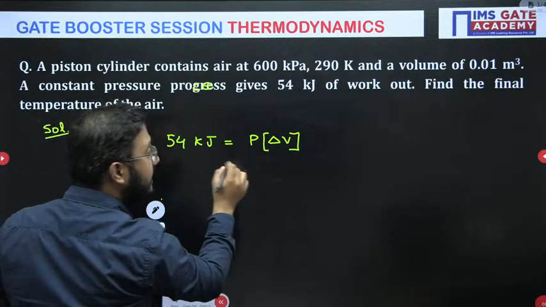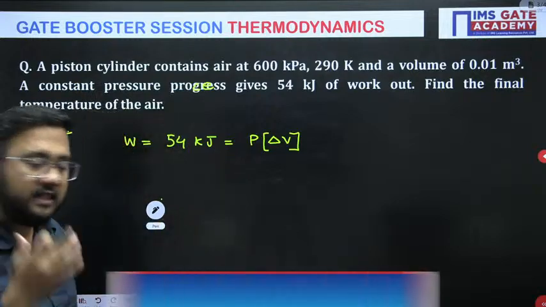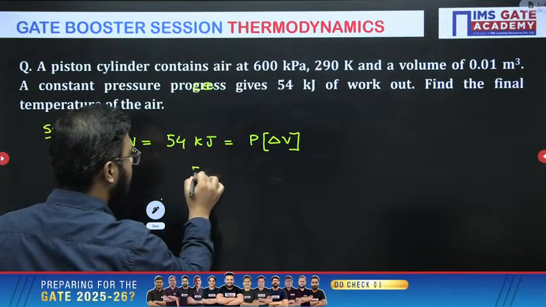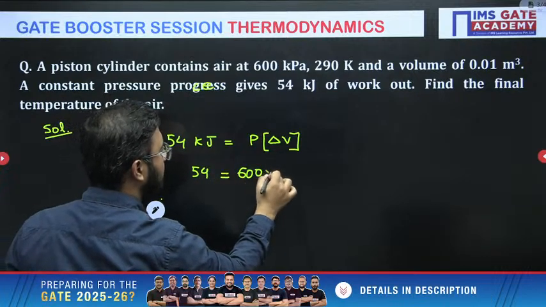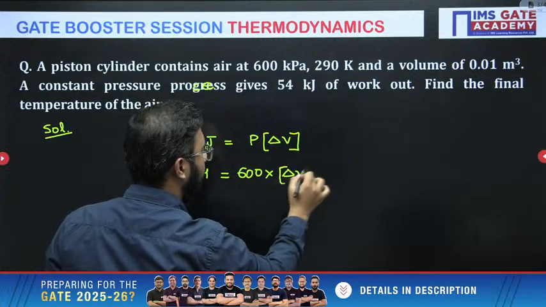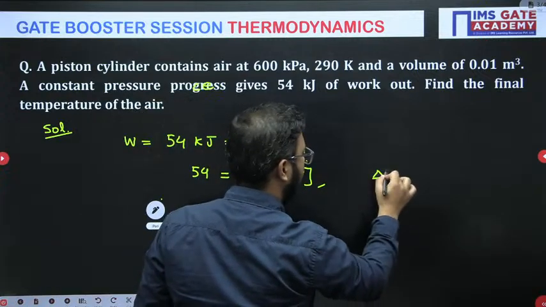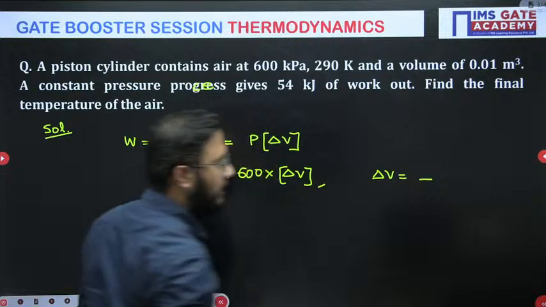Okay. So can I calculate the change in volume? Yes, we can easily calculate change in volume. So this 54 will be there. Pressure already they have given 600 kilopascal. So I will be getting the delta V value from this relation.